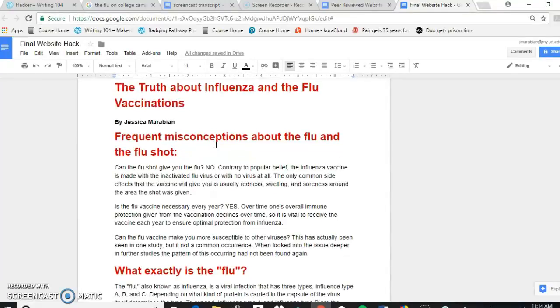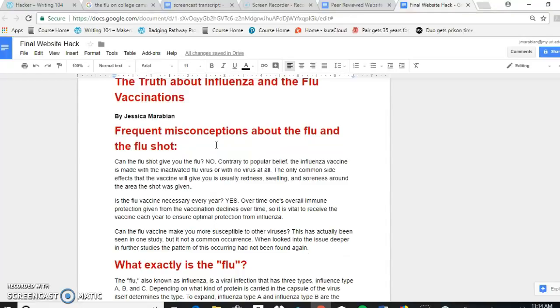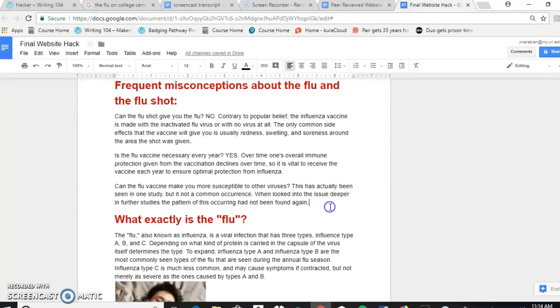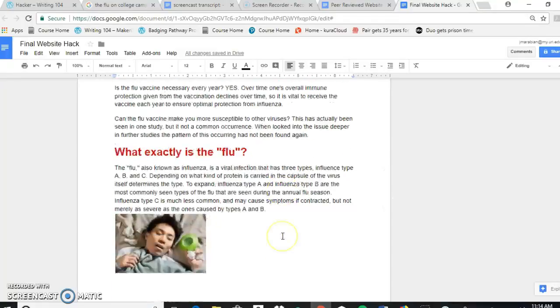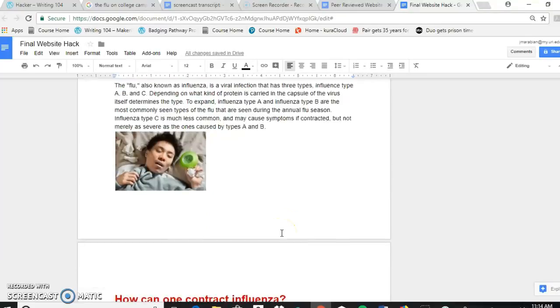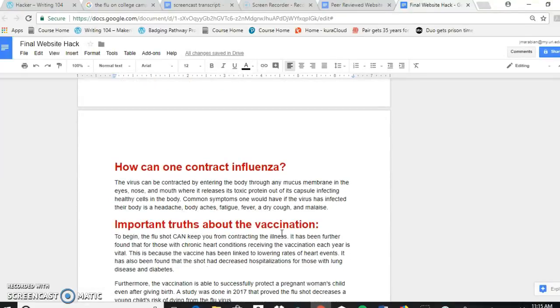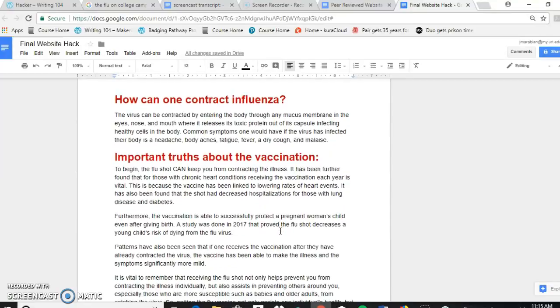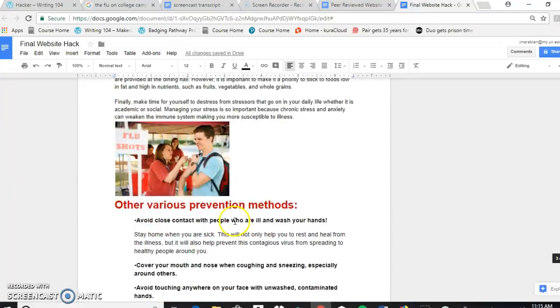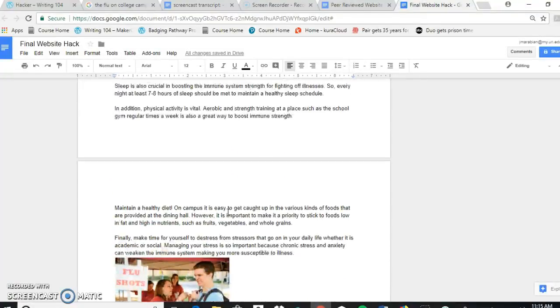But I started off the article with the frequent misconceptions about the flu and the flu shot to kind of give everyone background information about what people doubt about the vaccination, and then I wanted to define what exactly the flu or influenza is, how one can contract it, and then I went into detail about the truths of the vaccination, and then other prevention methods.